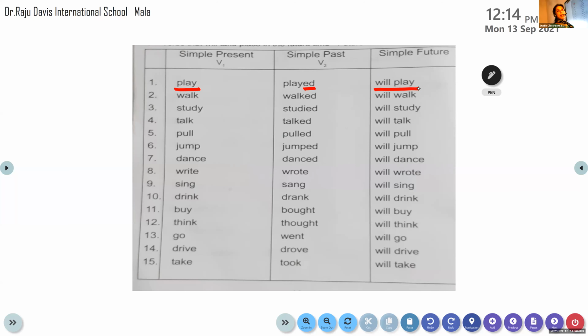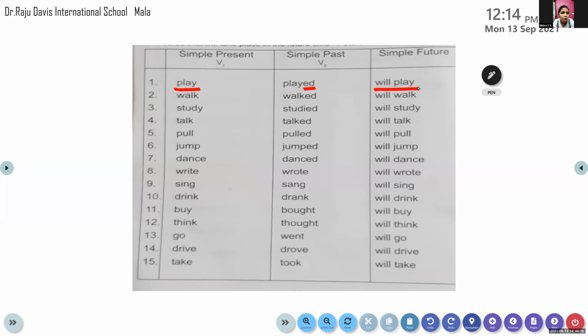So if we say, "Ma'am, I will complete my work tomorrow," is that future tense? You have not yet completed it; you will complete it tomorrow. Have you understood? So how to indicate that the word is in future tense? We have to add the word will before the word. So it is will play. Is that clear? Now let's move on to the next word, walk.